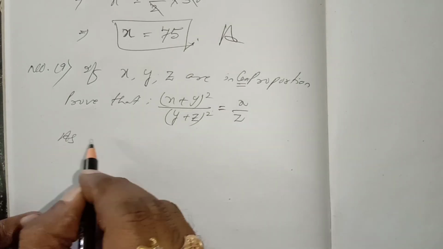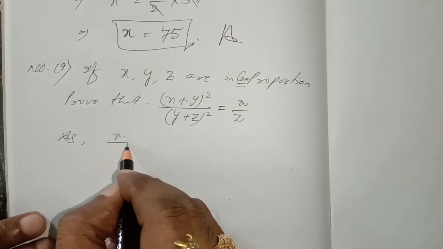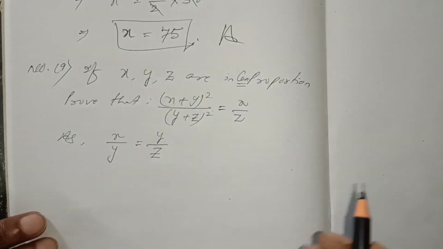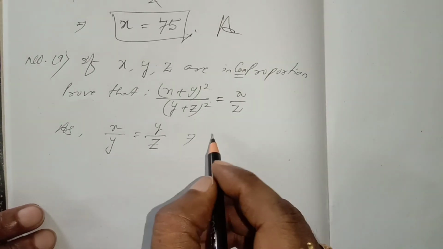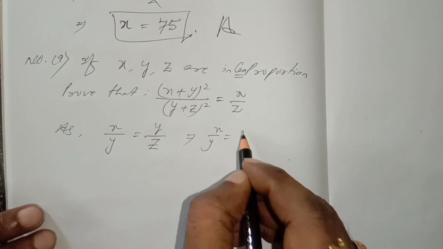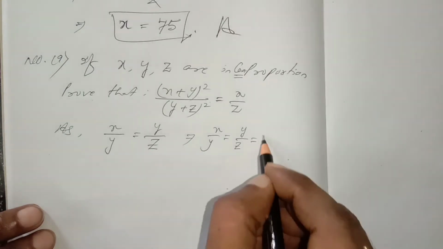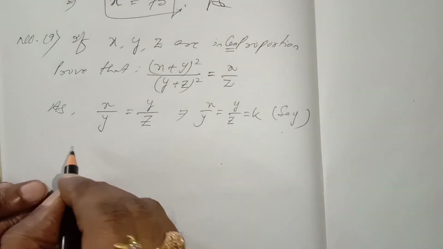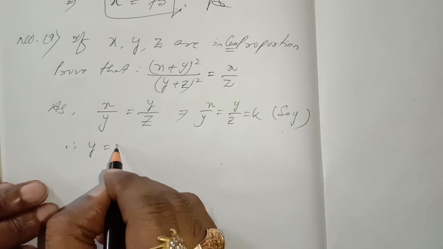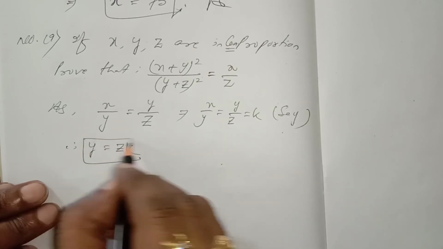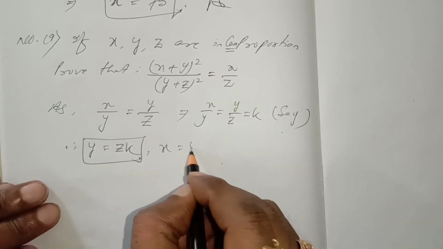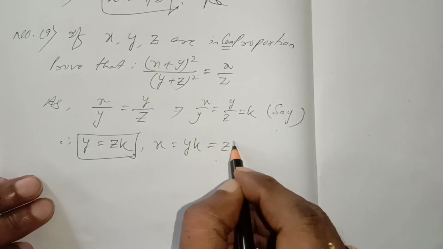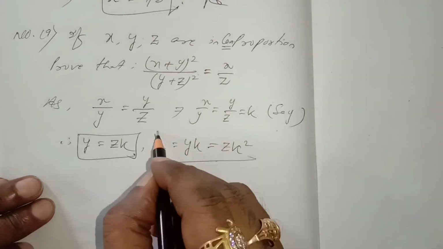As x, y, z are in continuous proportion, x by y is equal to y by z. So this implies x by y is equal to y by z equal to k. Let us assume we are taking it as k. So from here you can get y is equal to zk, and x is equal to yk. Put the value of y, zk, and the answer will be z k square. x is equal to z k square.